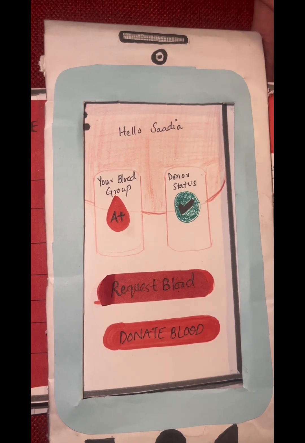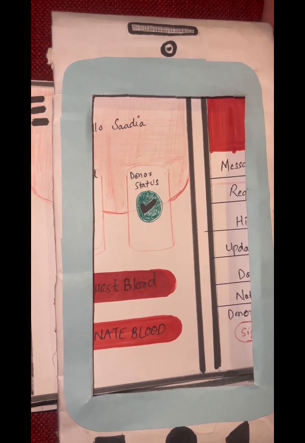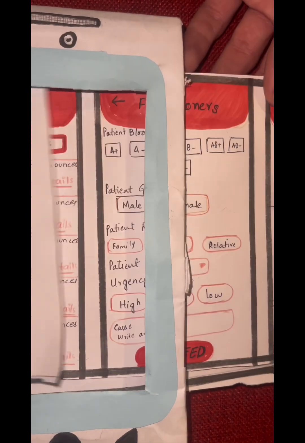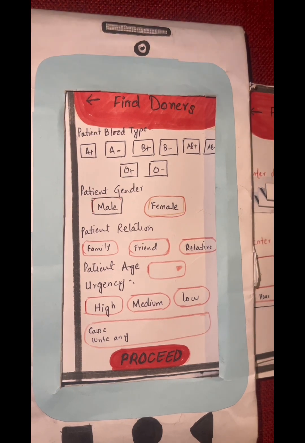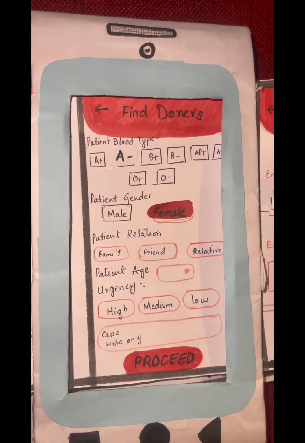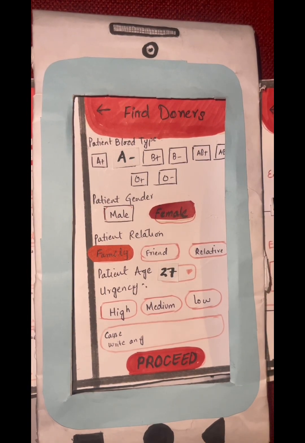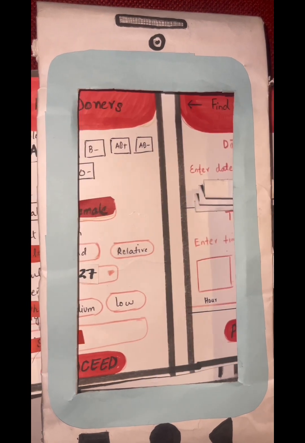The third goal of our application is to request for blood. For that, we will be clicking upon the request blood button, which would open the screen where we have to fill in the credentials for our request. For this, we would be entering the blood group, the patient gender, and the relationship, patient's age, urgency, the reason. After that, we'll be clicking on the proceed button.